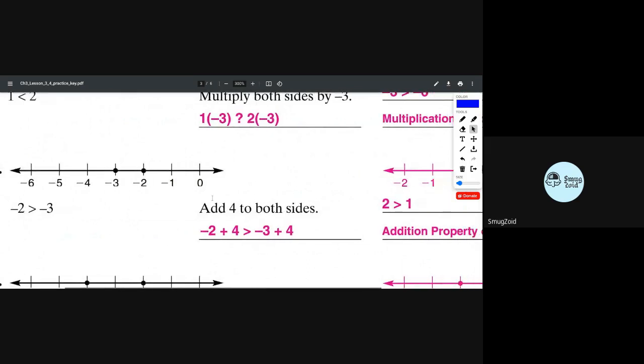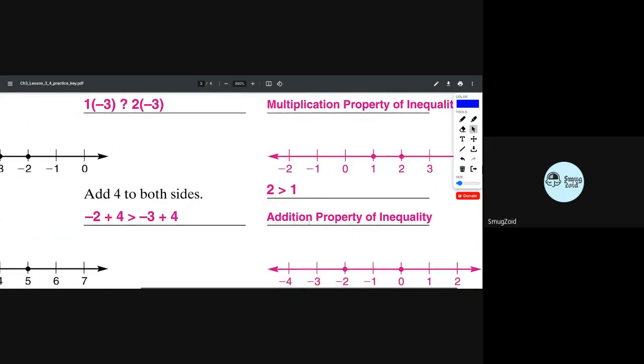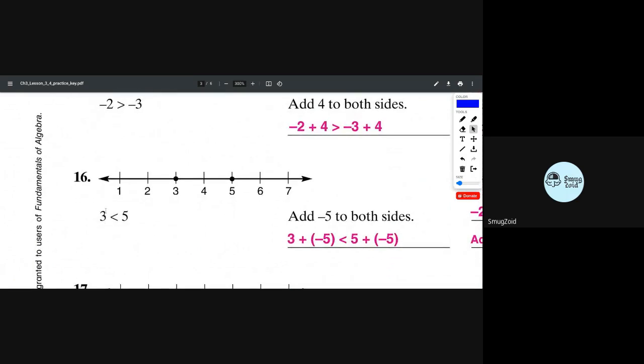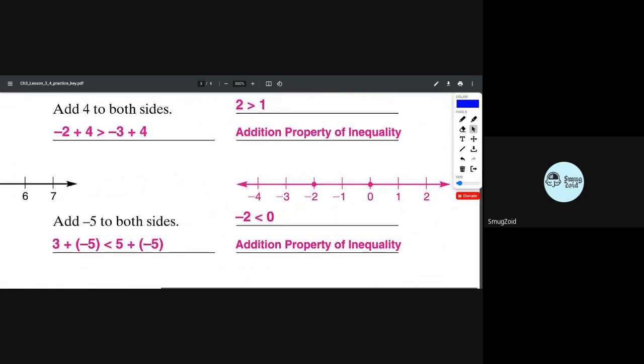-2 and -3, you add 4 to both sides. -2 plus 4 and -3 plus 4, you end up with 2 is greater than 1. That's the addition property of inequality. 3 is less than 5. If I add -5 to both sides, 3 plus -5 and 5 plus -5, you get -2 is less than 0. That's the addition property of inequality.